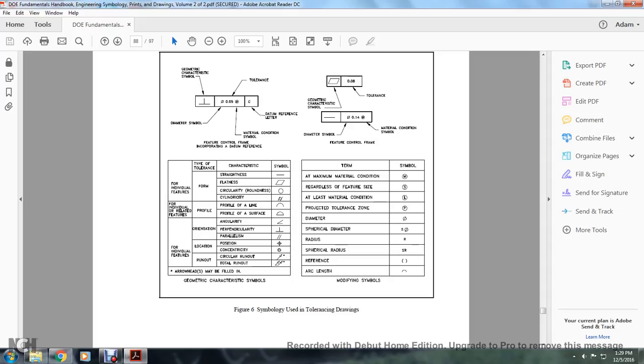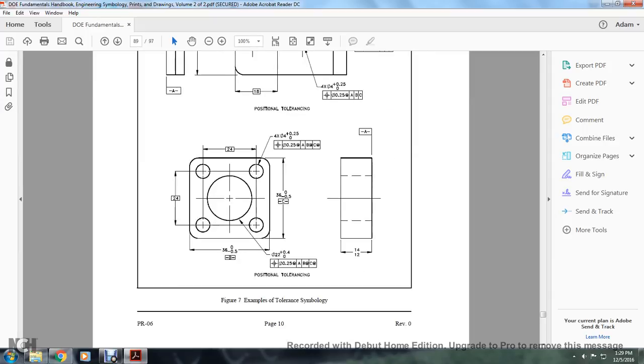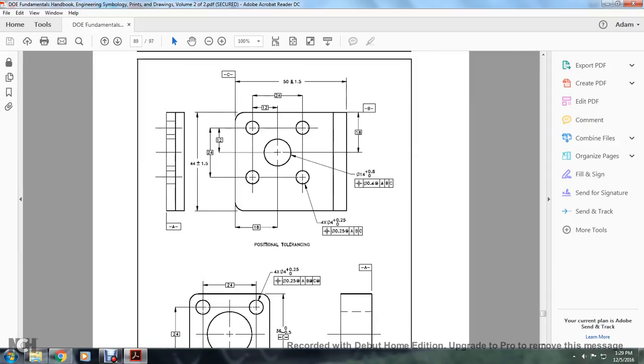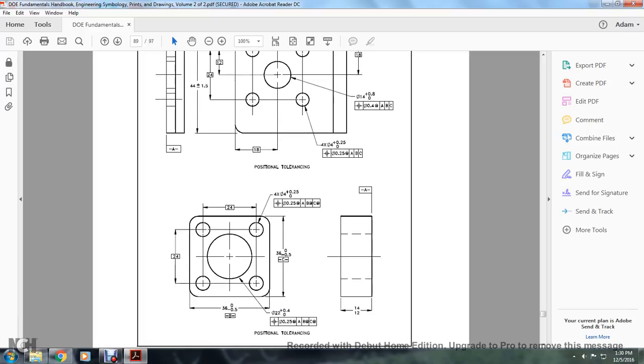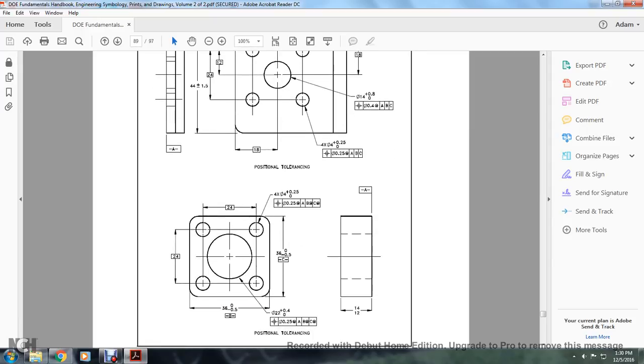P, the diameter circle through the dash, spherical diameter through the circle and S, radius is marked with an R, cylindrical radius SR, reference is in parentheses, and arc length is an arc. Figure 10 shows an example of the tolerance. This basically shows the different radiuses and circles laid out with the dimension signs on it, and the cutting section angles, both top and left, A side and B, C and C side.